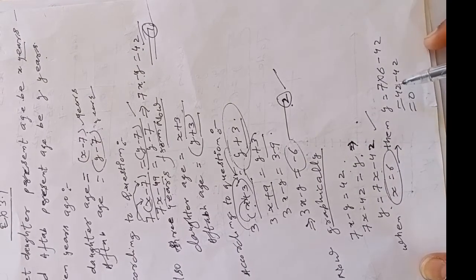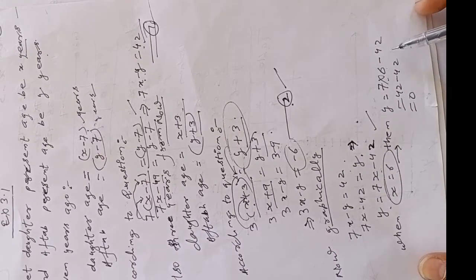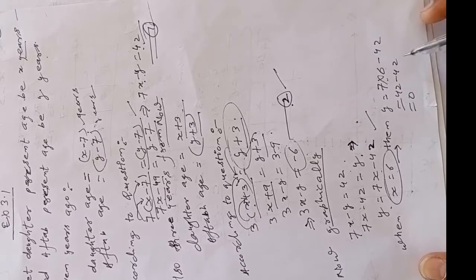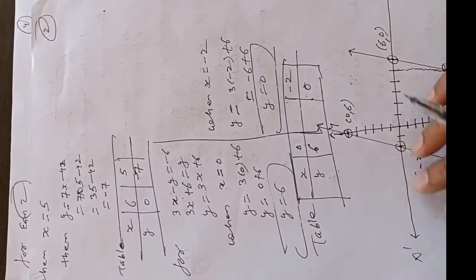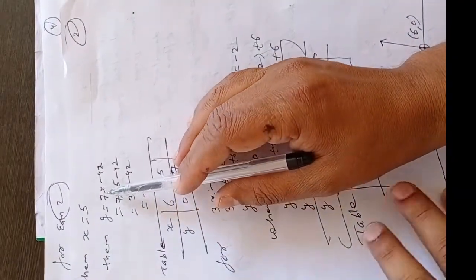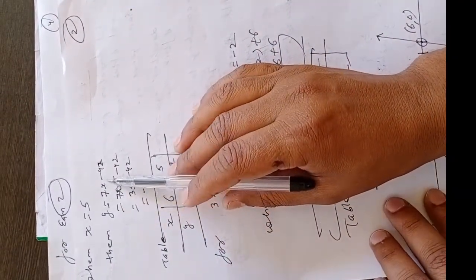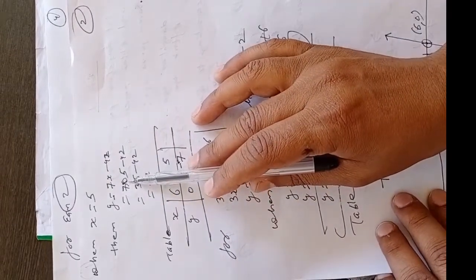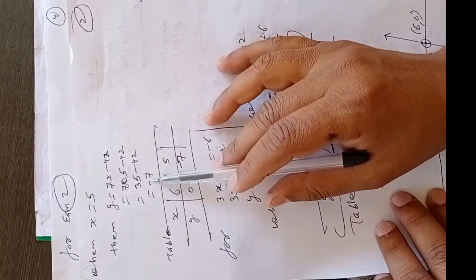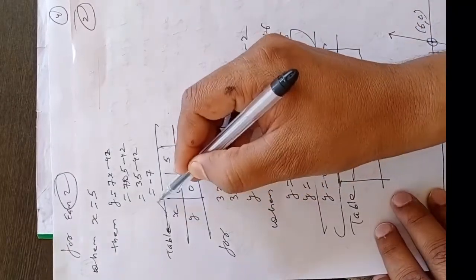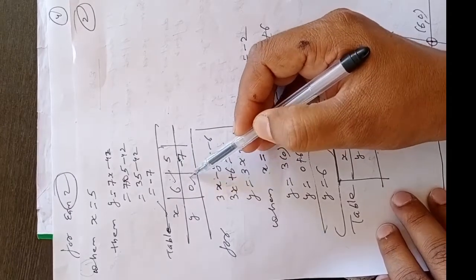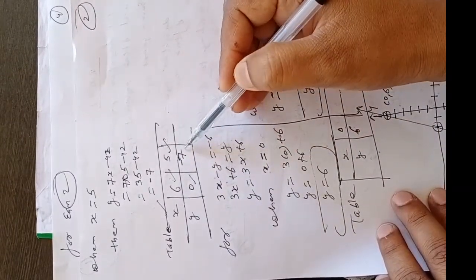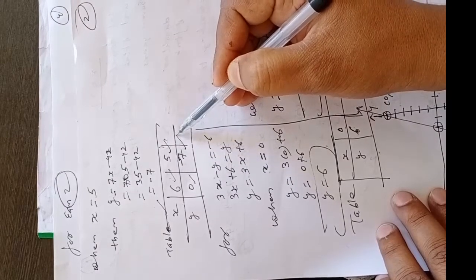When x is equal to 6, then y is equal to 7x minus 42. So it will be 42 minus 42 is equal to 0. So when we put x is equal to 6, then y is equal to 0 is coming. When x is equal to 5 we put, then y is equal to 7x minus 42. So it will be 7 into 5 minus 42, 35 minus 42, it will be minus 7. Then we will draw the table. Value of x we will write first 6, then y 0. When x is 5, y is minus 7.